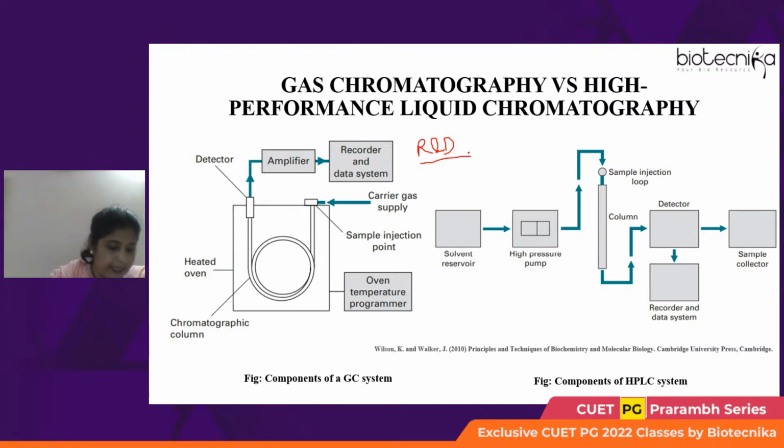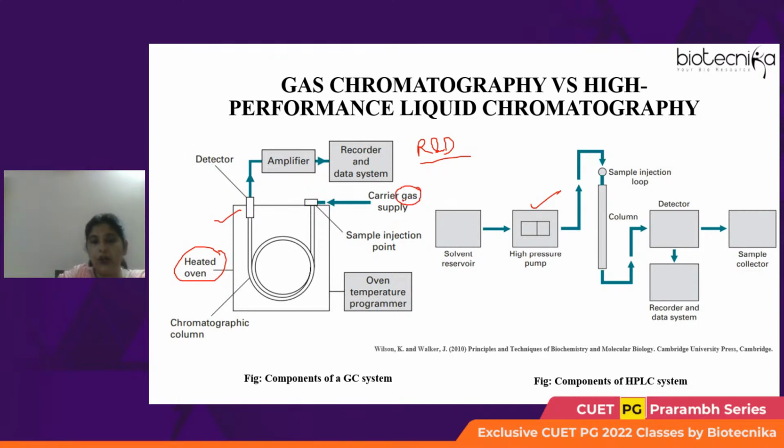Any other question? Please post in the chat. Meanwhile, I'll explain the difference between gas chromatography and high performance liquid chromatography. Just see the diagram. In the gas chromatography system we have an oven, and we have the column which is coiled.